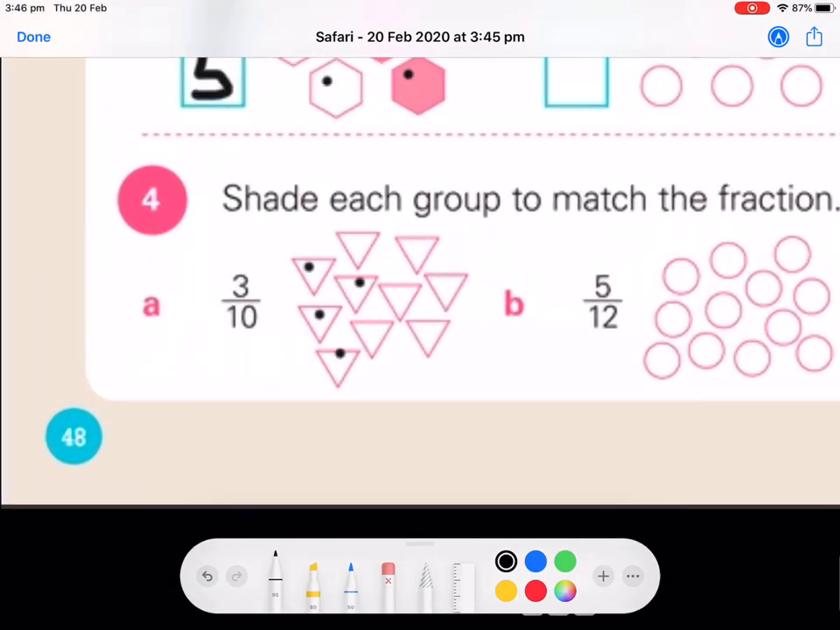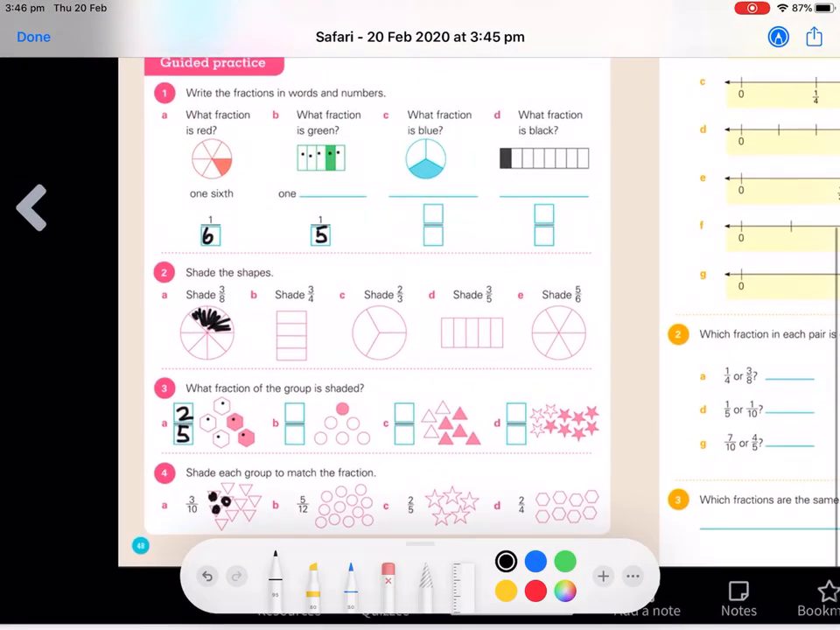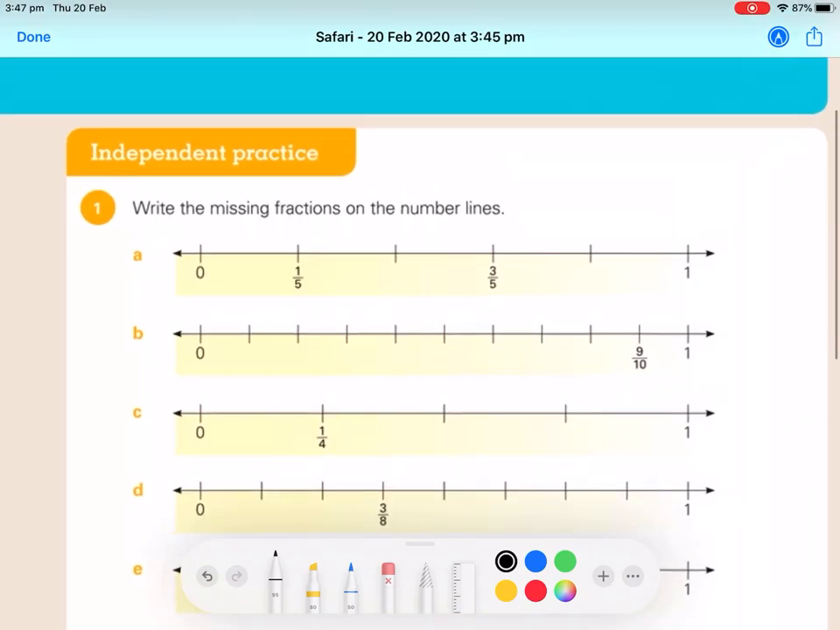Shading each group out of 10. 1, 2, 3, 4, 5, 6, 7, 8, 9, 10. There are definitely 10 parts of this one, and we need to shade 3 of them. 1, 2, 3. Again, you guys are going to shade it much neater than what I have just there.